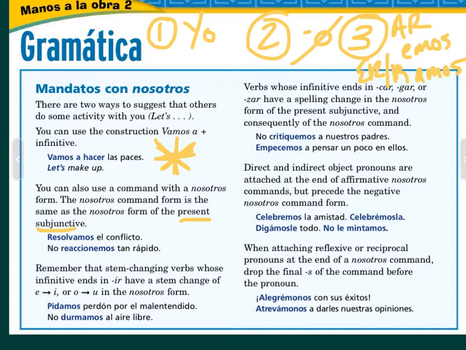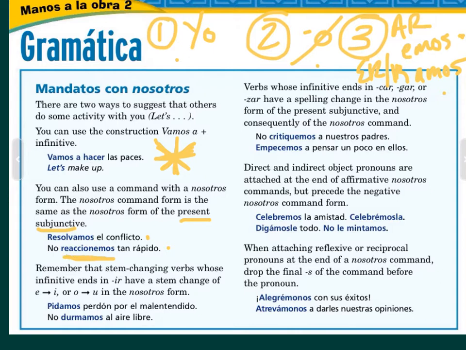Well, that doesn't mean anything to you yet because we're going a little bit out of order. But it does mean something to you when I say that they're a lot like the usted and ustedes commands, where you have to go to the yo form, you drop the O, and you flip-flop the ending. So an AR verb takes emos, an ER-IR verb takes amos. Okay, so resolvamos el conflicto, this example right here, the original verb is resolver. So resolver is an ER verb, which is why it took the amos ending. Okay, no reaccionemos, let's not react so quickly, no reaccionemos tan rápido, is from the original verb of reaccionar, which is an AR verb, and therefore that's why we have the emos ending on there when we're doing the command.